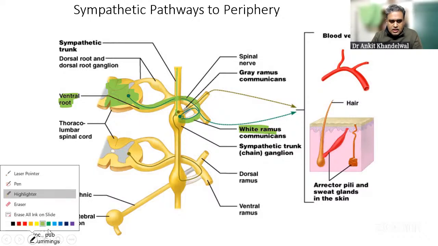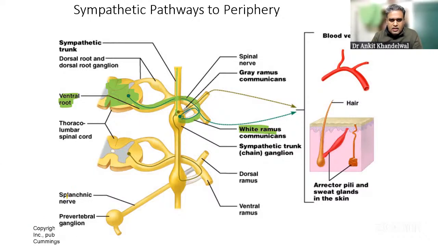Okay, now let us move a bit from here. From here it will synapse, and here comes the other rami, known as the gray rami. That is postganglionic. This is what happens. It will go over to the entire body to do what? To supply the blood vessels, the erector pili, and the sweat glands. So sweat glands are everywhere in the skin, so it has to go everywhere. Blood vessels are everywhere, yes.